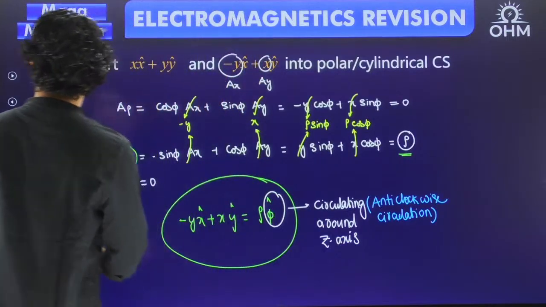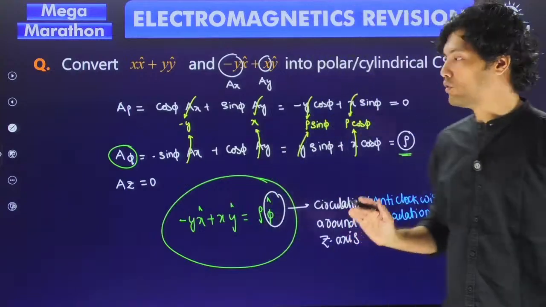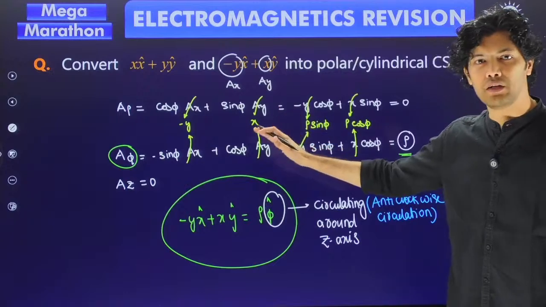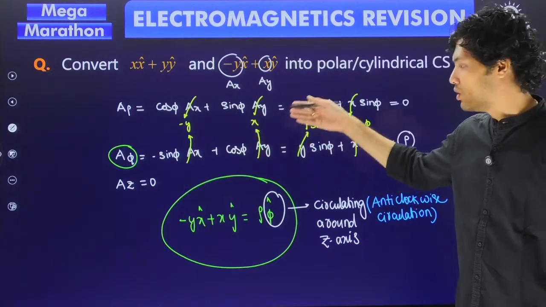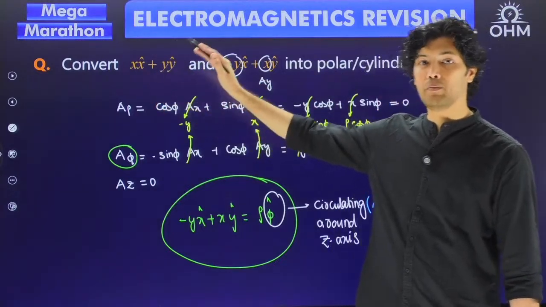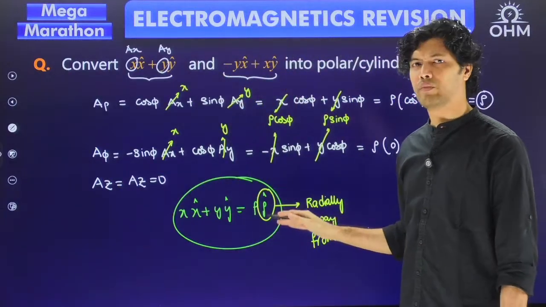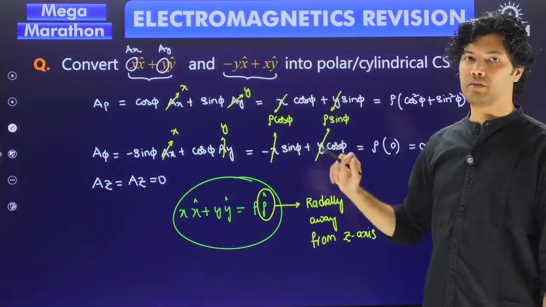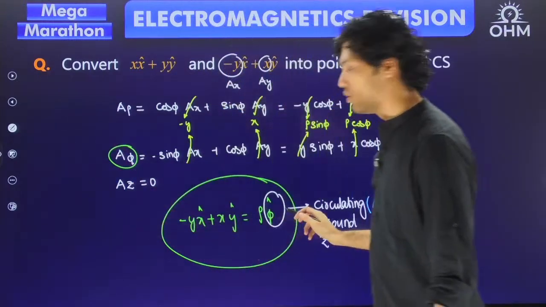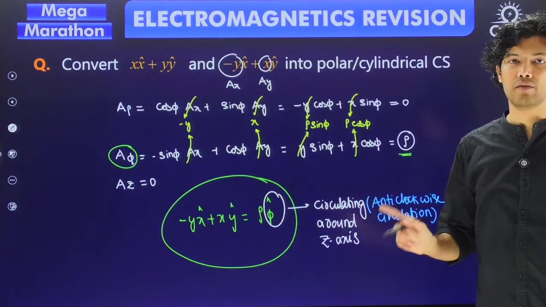Okay. So this is regarding the two very important fields. Guys, if you remember these standard forms, you can save this time, whatever time we have spent here, nearly 1.5 minutes, in the examination hall. Whenever you see x cap plus y cap, replace that with rho cap, previous problem. And wherever you see minus y x cap plus x y cap, that is equivalent to rho phi cap. Phi cap means circulating direction, rho cap means radially away from z axis direction.